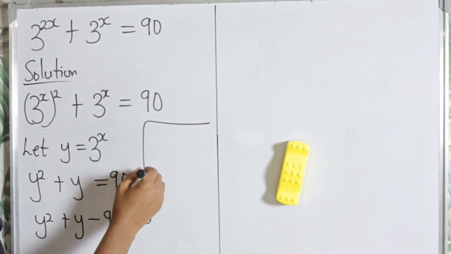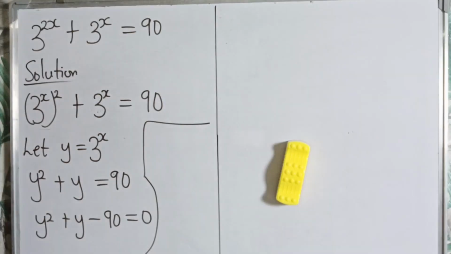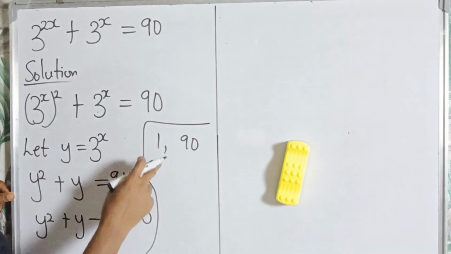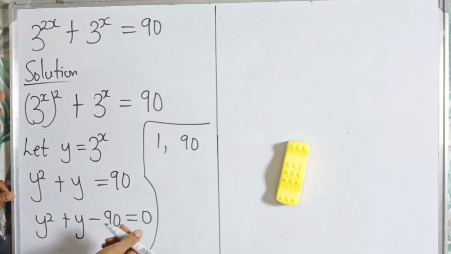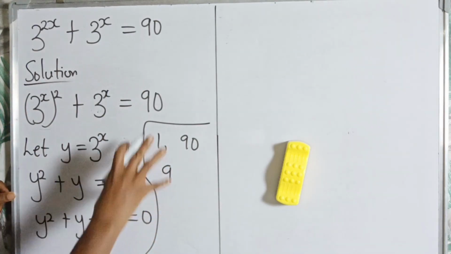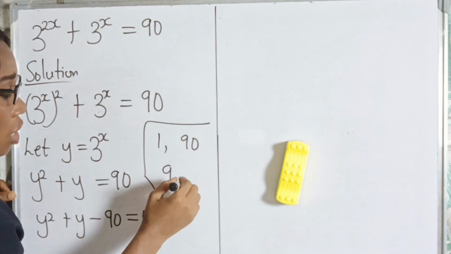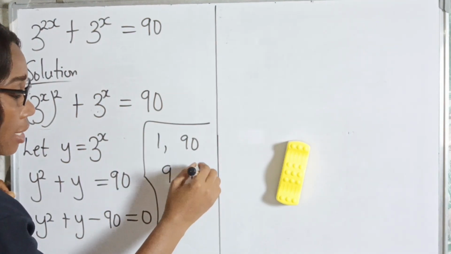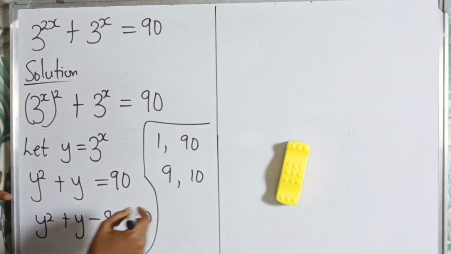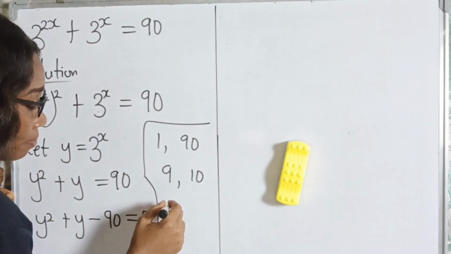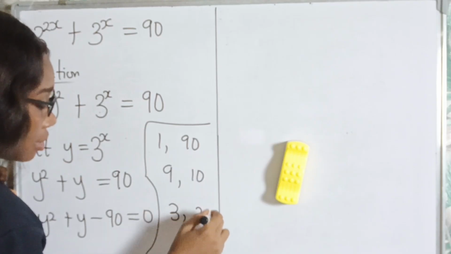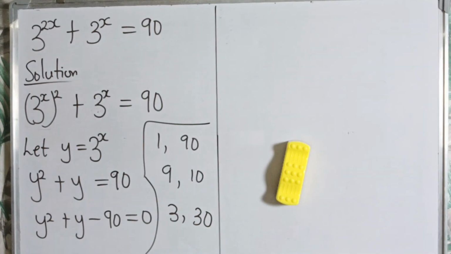So let's look for the factors of 90 first. Let me put it here. The factors of 90: I have 1 and 90. 1 times 90 will give you 90. We have 9 and 10. 9 times 10 will give us 90. We also have 3 and 30. 3 times 30 will give us 90. Don't bother about the sign.